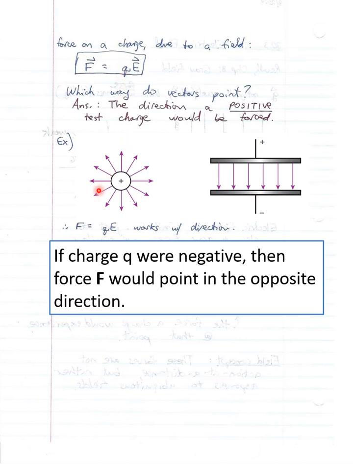Now, what if we put a positive charge right here where my pointer is? Well, it'll be repelled away and it'll be forced in this direction.